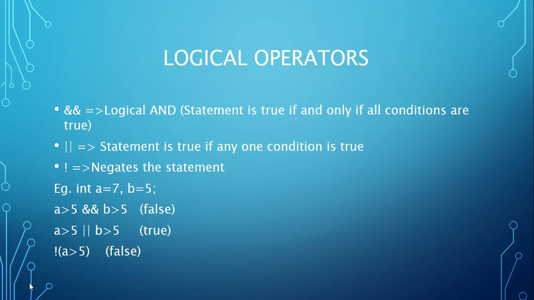Coming to the third set of operators, which are logical operators. Under this category we have three operators: logical and, logical or, which is denoted by two parallel lines, and the not symbol. Logical and is used to compare multiple conditions, and your statement will be true only if all the conditions are satisfied.